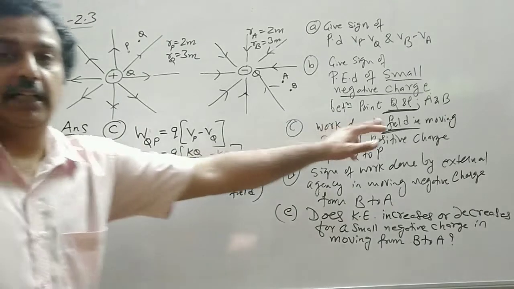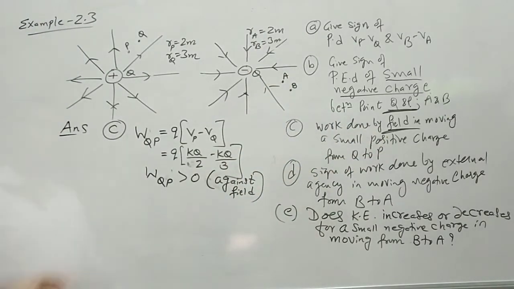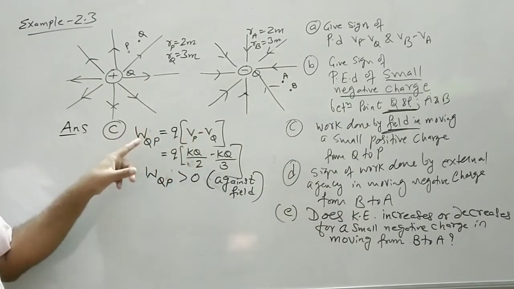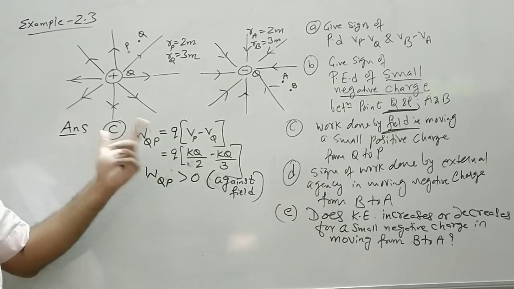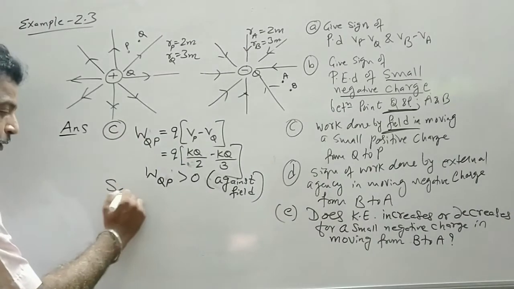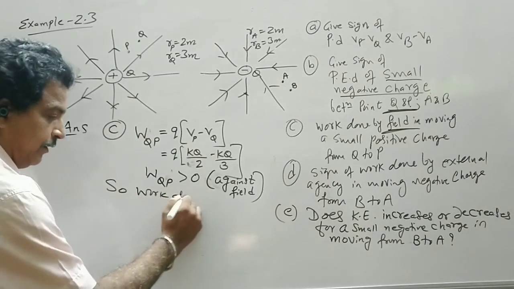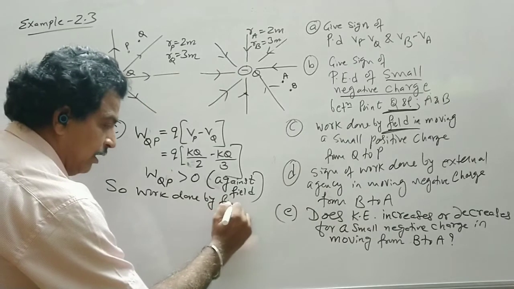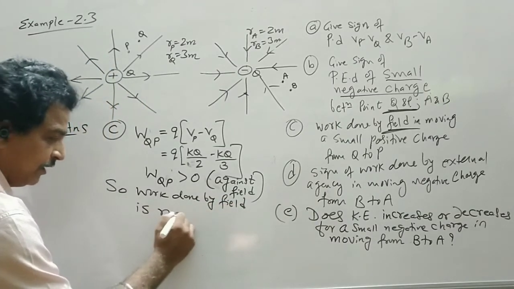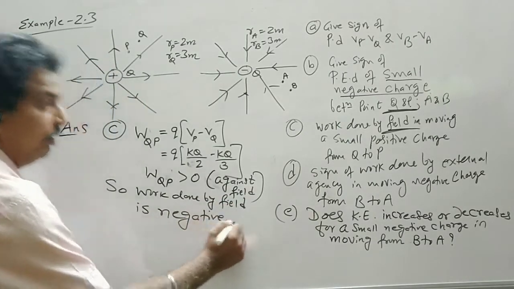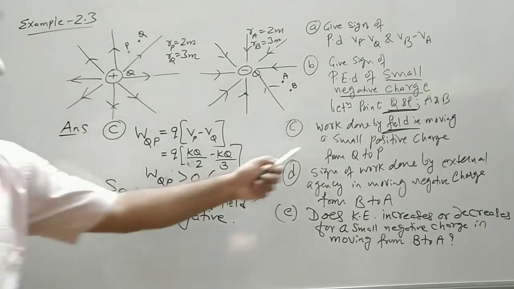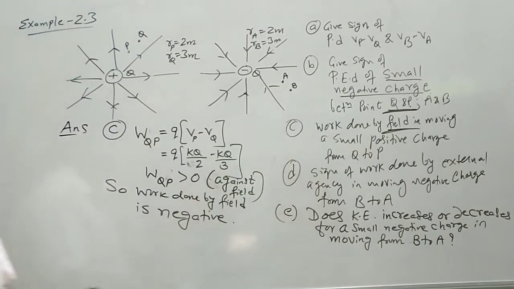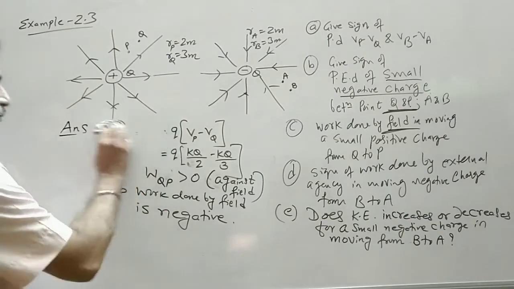Now, if it is the work done by the field, we know it should be written opposite. That is, here we write final minus initial, there you write initial minus final. So work done by the field is negative. So this is how we find out the work done by the field in moving a small positive charge. Then we move to the D part.